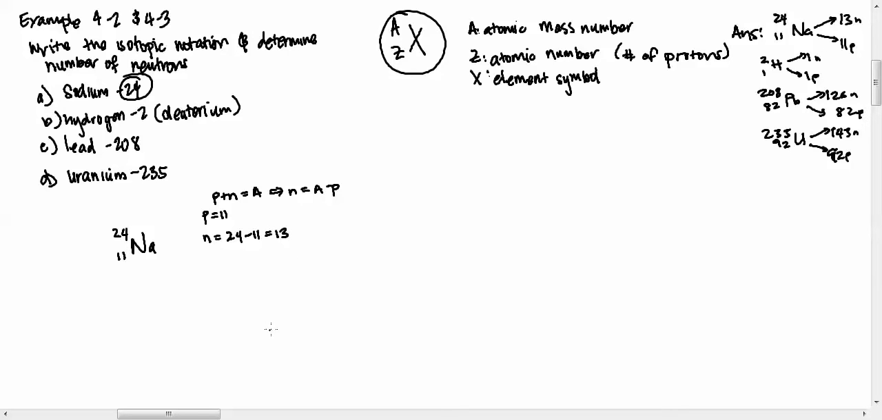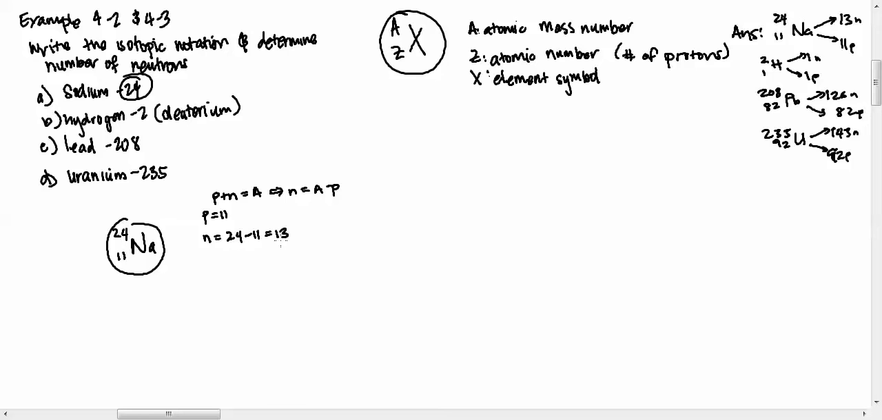And then I guess another question you might have. First of all, the answer to this problem is sodium. The isotope notation of it looks like this, and that is for the sodium isotope with the atomic mass of 24, and the number of neutrons that it has is 13.